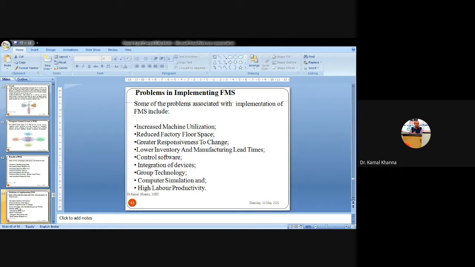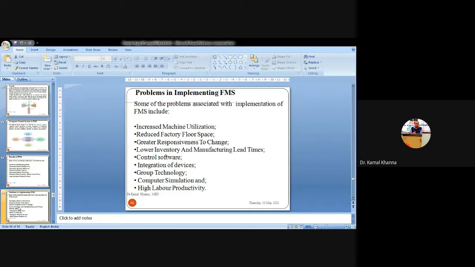It also requires very large machine utilization and very large computer operated simulation and modeling software. It also requires skilled workers so that they can handle the various types of layouts and various types of machines installed in the industry, and they can control and rectify any problem in the software as well as in the hardware of the industries.